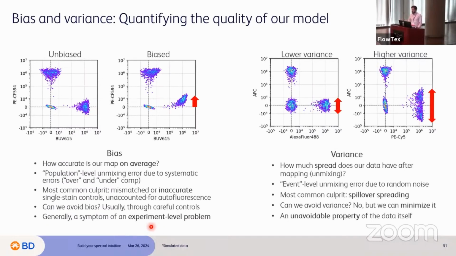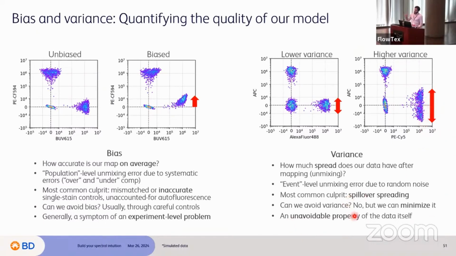Okay, variance on the other hand is again talking about spread. How much spread is there in my data? This is something you can think of as event or single cell level unmixing error due to random noise, because we have noise coming from all different kinds of sources. This means we can never perfectly fit every single cell in our sample. And the most common culprit when you're doing multicolor or spectral flow is spillover spreading, where you have signal from one dye causing an increase in variance of another dye's unmixed signal.